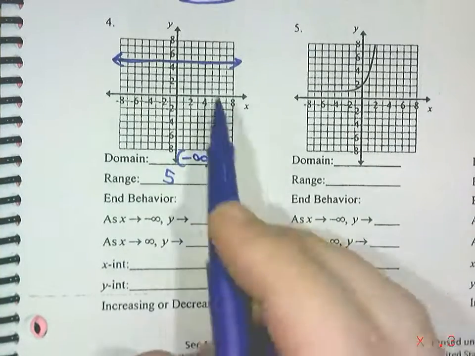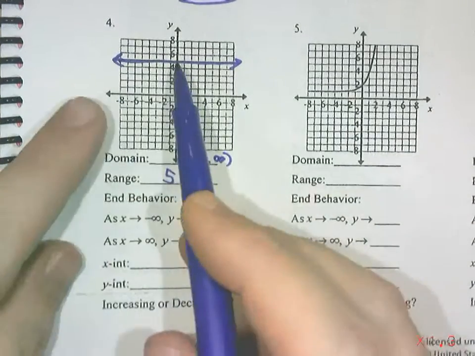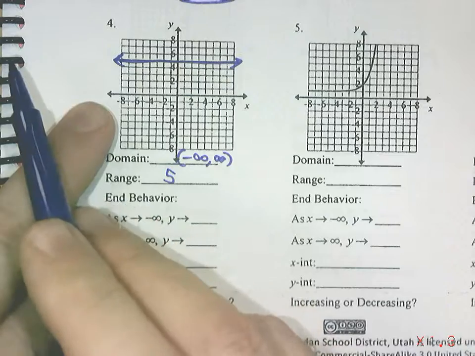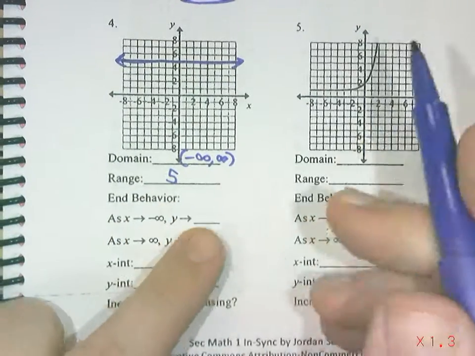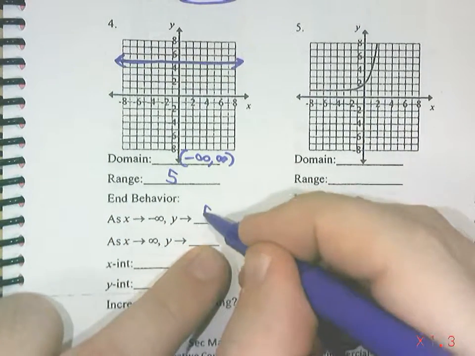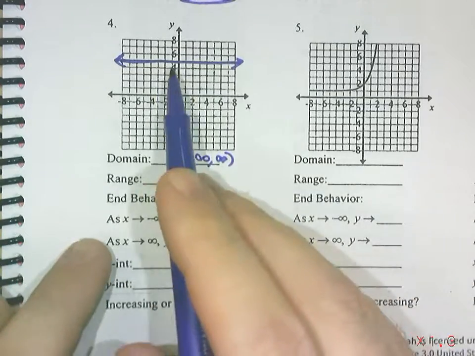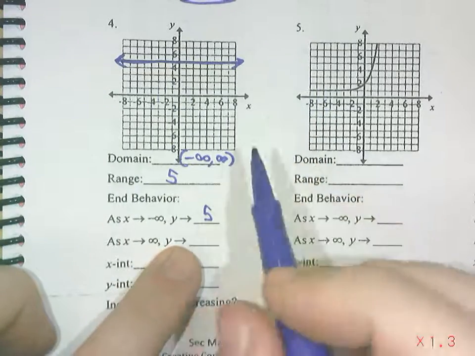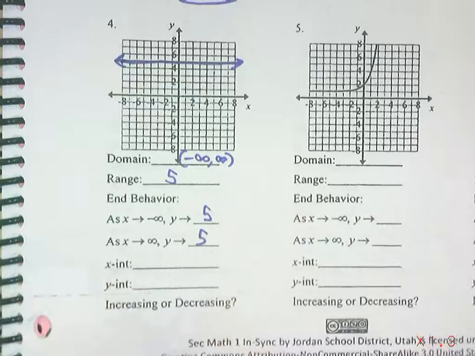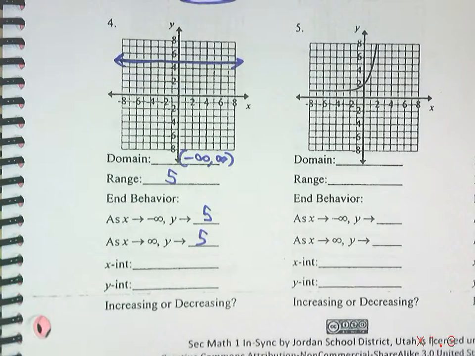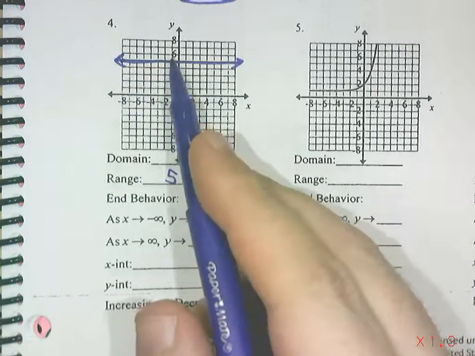And then as x goes to negative infinity, so as we go to the left, what's the y value doing? Oh, look, it's never leaving 5. So as x goes to negative infinity, y is always going to be there at 5. Same thing as when we go to the positive infinity. Hey, look, y is still there at 5. It doesn't move.